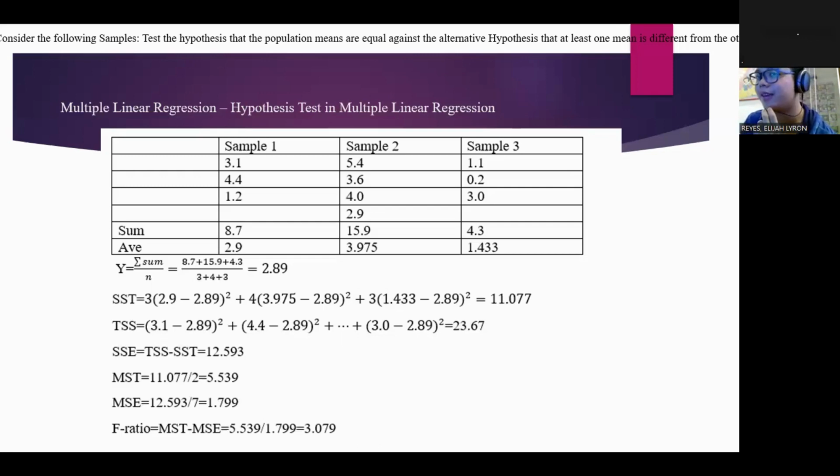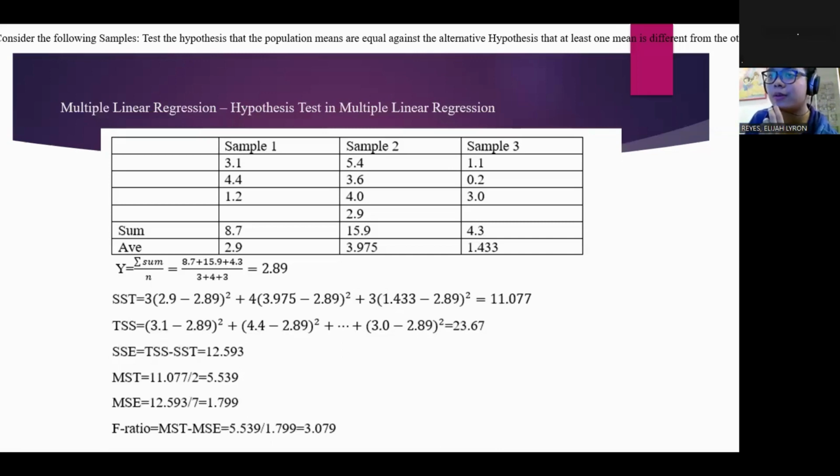12.593. For MST, it's just SST all over our number of samples, which is sample 1, sample 2, sample 3 minus 1. So since we have 3 samples minus 1 all over 2, we have 11.077 all over 2, which gives us an MST value of 5.539. Lastly, MSE, we have our SSE value all over n minus k. Since we have 10 values minus the number of samples, 10 values minus 3 gives us 7, which will then give us an MSE value of 1.799.